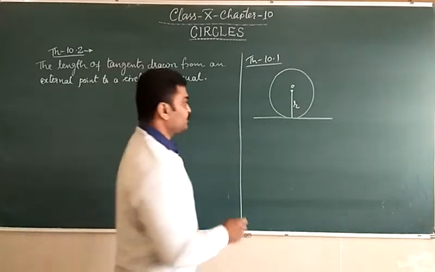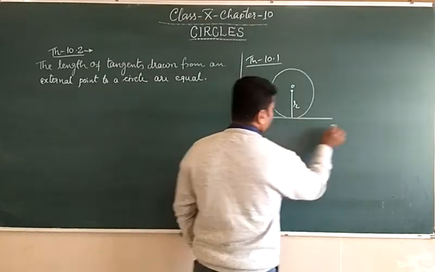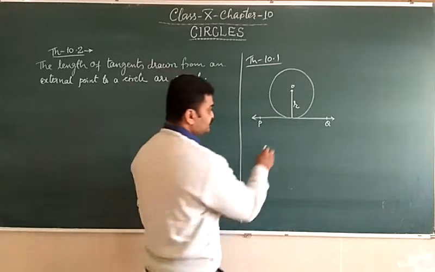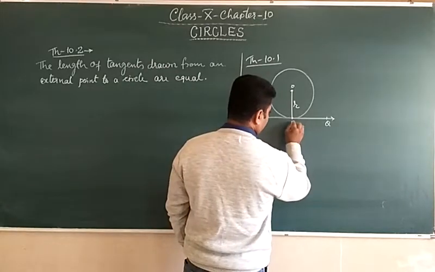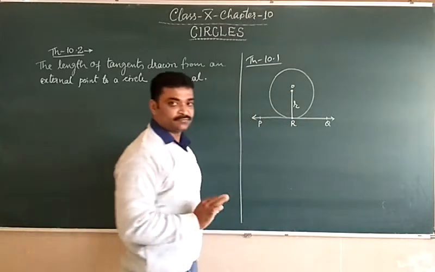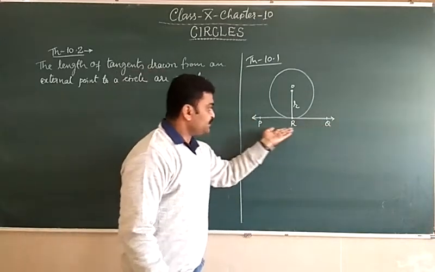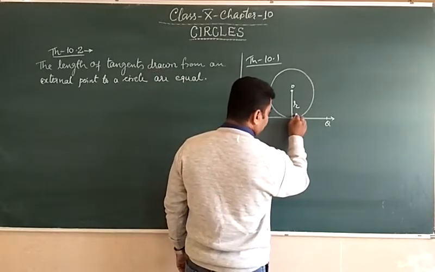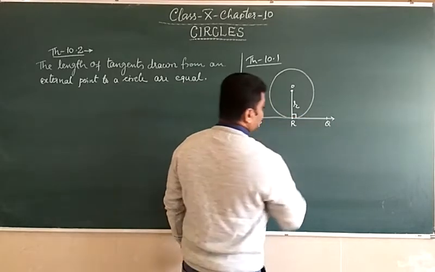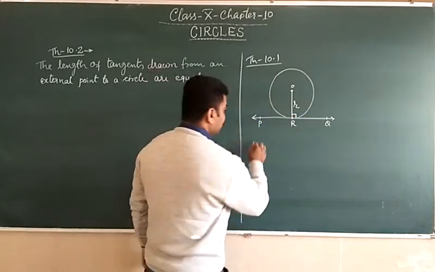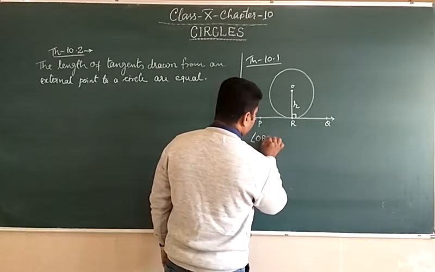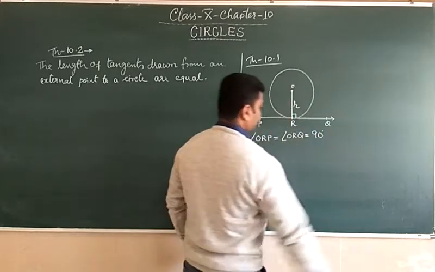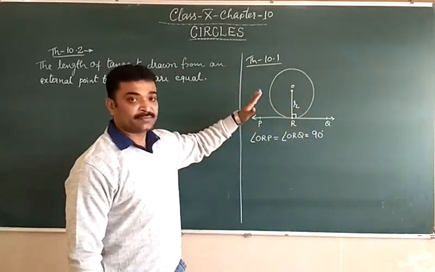नहीं समझ में आया ना? Suppose PQ is a tangent and the point of contact is this one. Suppose it is R. Clear? This tangent PQ is perpendicular through the point of contact to the radius. That means angle ORP is equal to angle ORQ is equal to 90 degrees. This is theorem number 10.1.